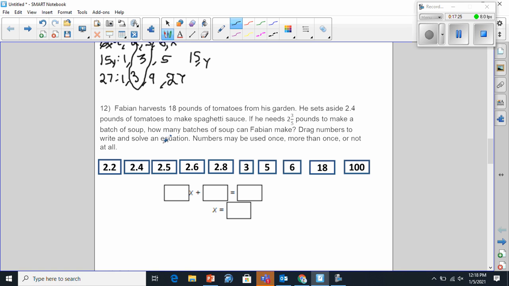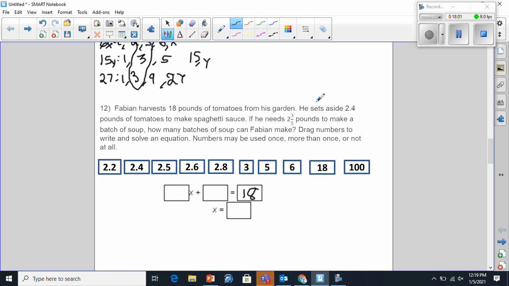Fabian harvests 18 pounds of tomatoes from his garden. He sets aside 2.4 pounds of tomatoes to make spaghetti sauce. If he needs 2 3/5 pounds to make a batch of soup, how many batches of soup can Fabian make? First of all, it says Fabian harvests 18 pounds of tomatoes. That's all he has to work with. So I know that's going to be the end result, 18. And we see 18 here. So since it's a possible answer, I know 18 is what everything equals.